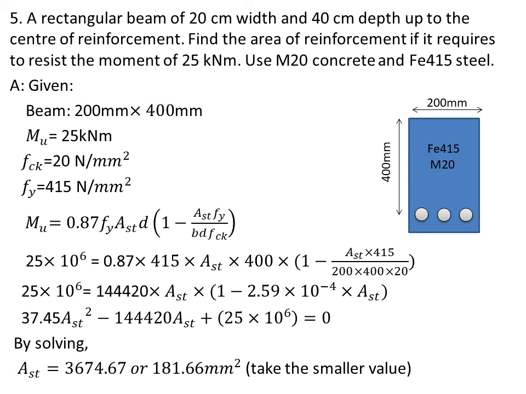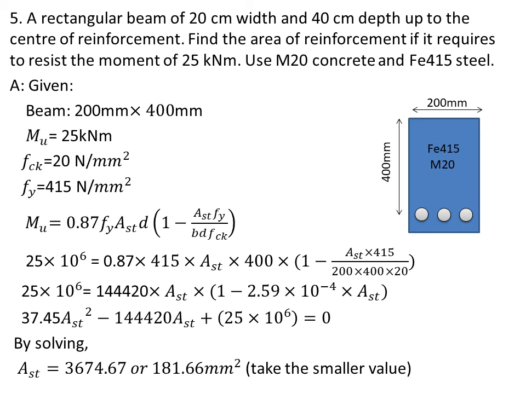When we rearrange it, we get it in the form of a quadratic equation: 37.45 Ast square minus 1,442,0 Ast plus 25 to 10 raised 6. Take your scientific calculator and solve this quadratic equation. We'll get two values. Ast value is 3674.67, 181.66 mm. It is better to take the smaller value. Why? Because the spacing has to be accurate.